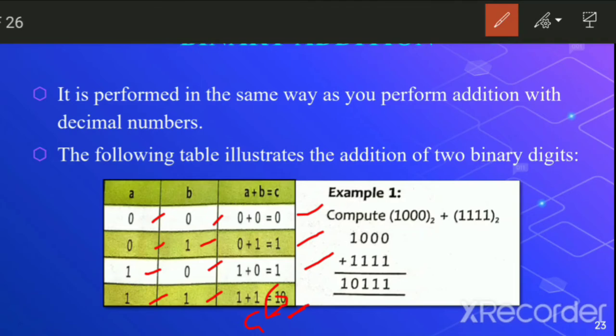Now just see, 0 plus 1 is 1. Again 0 plus 1 is 1. Next we have 0 plus 1 is 1. Now next see, 1 plus 1, what I told you, we get 0 as the answer and this 1 is the carry. This carry will come here and we get this result after addition of two binary numbers.